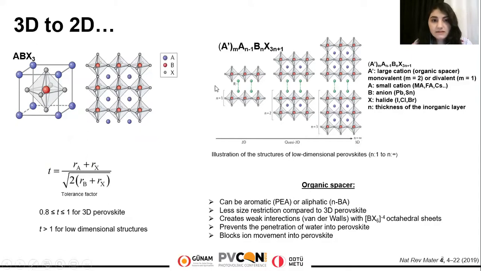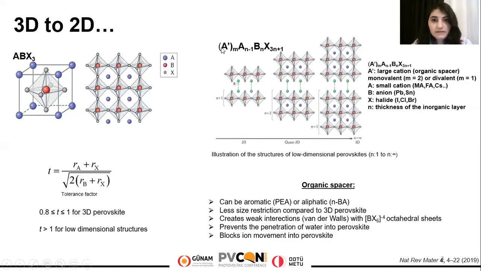It cuts the 3D perovskite from different directions, and it creates weak van der Waals interactions with the X3 octahedral sheets. This prevents the penetration of water into the perovskite layer, and it blocks the ion movement into the perovskite.